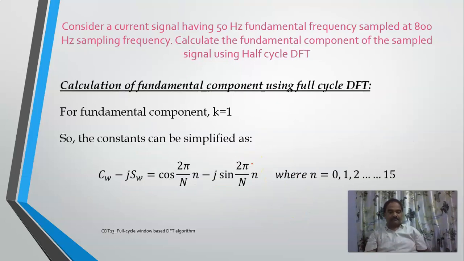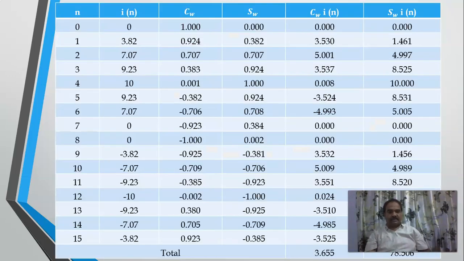Now if I use the same data for full cycle DFT, I am supposed to consider the entire 16 samples. Now I have done the same. This is CW and SW. I have calculated the same. Now this is CW into I and this is SW into I. So I have calculated to see what is the data which I have got here.